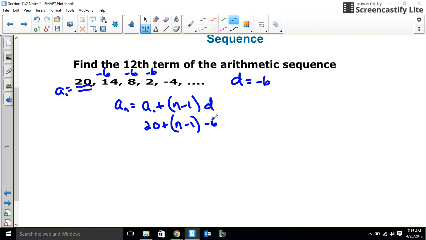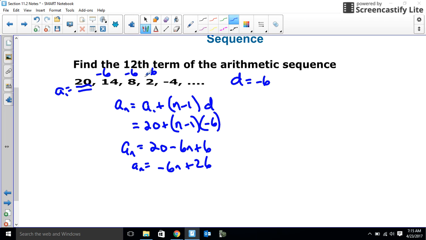We're going to substitute -6 into that equation. What that's going to do is allow us to distribute this -6 with that quantity. So really, I'm looking at an algebraic equation here where I have a sub n equals 20. If I take -6 times n, that's -6n. -6 times -1 is +6. So if I go ahead and combine like terms here, I'm going to write the n first, -6n plus 26. And that will be a formula for this arithmetic sequence.